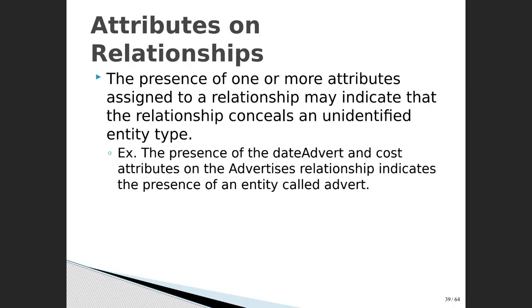Attributes on relationship can be assigned to a relationship to indicate that the relationship conceals an identified entity type. Also, for example, if you are not sure about the entity type, you didn't identify it yet, you can also have the attributes on the relationship till you identify that entity type, and then you can have it. Okay, this also can be done.